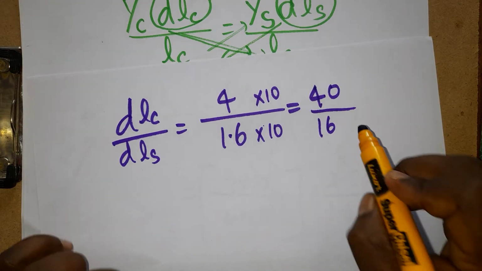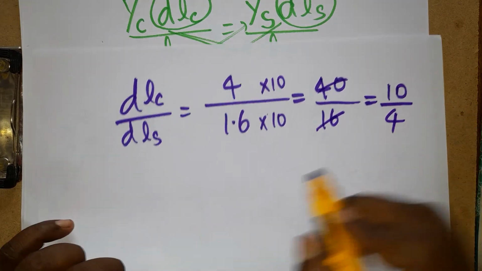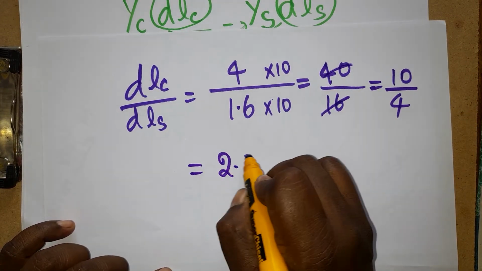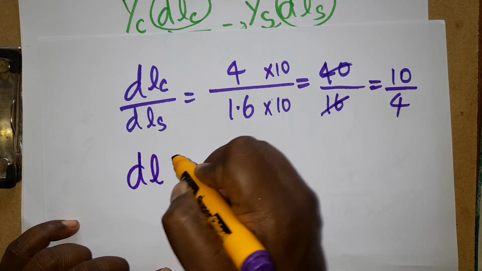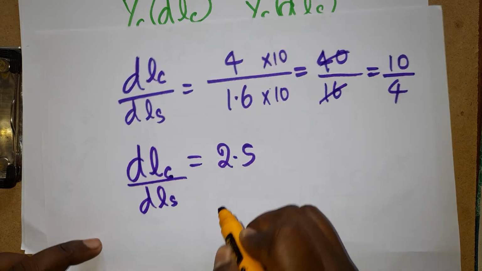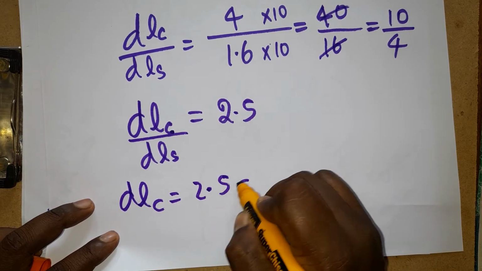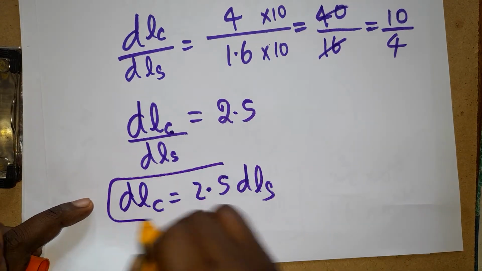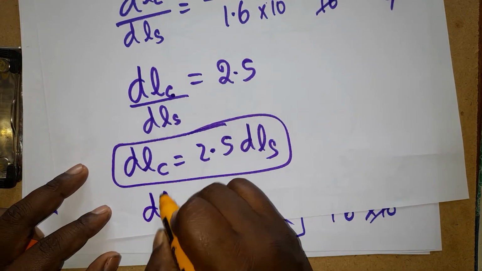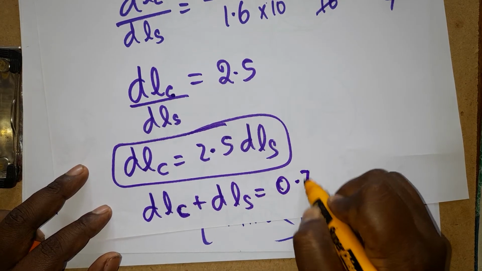If you are cancelling this as 4 times, 10 divided by 4, you will get 2.5. Okay. So the changing length of the copper wire divided by changing length of the steel wire is equal to 2.5. So changing length of copper wire is equal to 2.5 times of changing length of steel wire. Just a relation I will get. Already the changing length of copper wire plus changing length of steel wire is equal to 0.7 millimeter, I know.